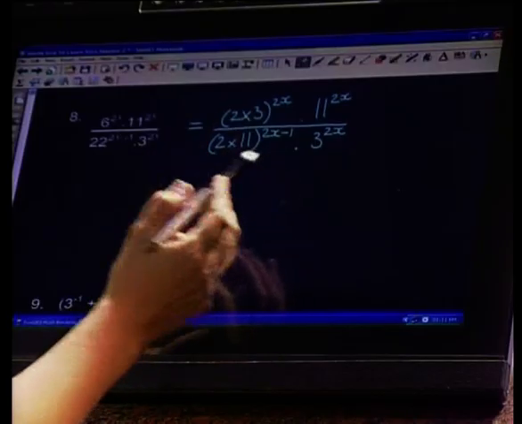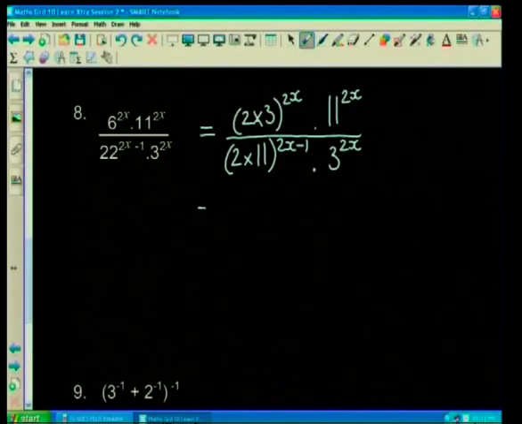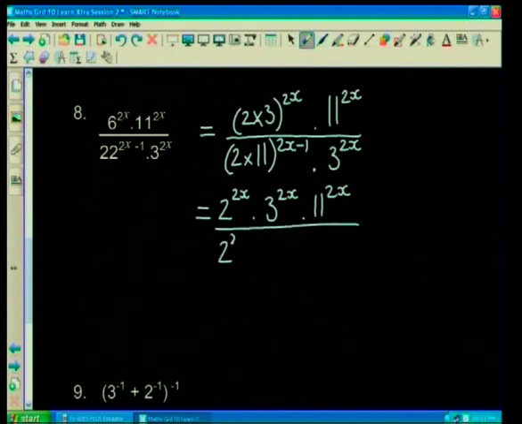But before we start dealing with top and bottom, let's simplify them separately. 2 to the power of 2x is what it now becomes. Why? Because I've got to multiply or raise the exponent of 2 by 2x. So it becomes 2 to the power of 2x times by 3 to the power of 2x times by 11 to the power of 2x. At the bottom, I've got 2 to the power of 2x minus 1 times by 11 to the power of 2x minus 1 times by 3 to the power of 2x.